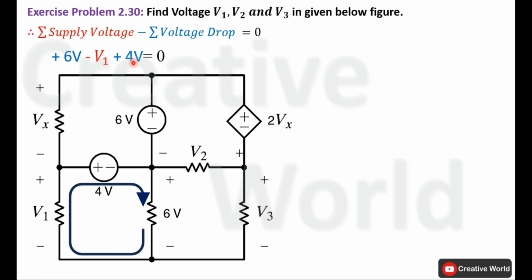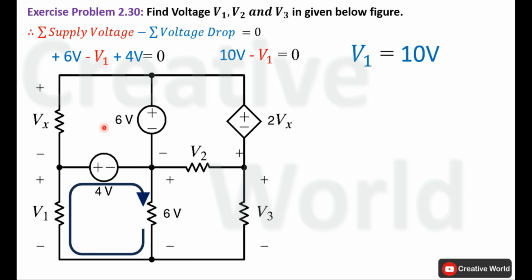Now inside this equation we only have one variable, that is V1, and we are interested to calculate its value. So solve this equation to calculate the value of V1. Add 6 and 4 together, it will become 10 volt minus V1 equal to 0. Now place this minus V1 on the other hand side of equal to make it positive. So the value of V1 will become 10 volt. Now in the next loop we have two unknown voltage values. So for right now we cannot solve it.